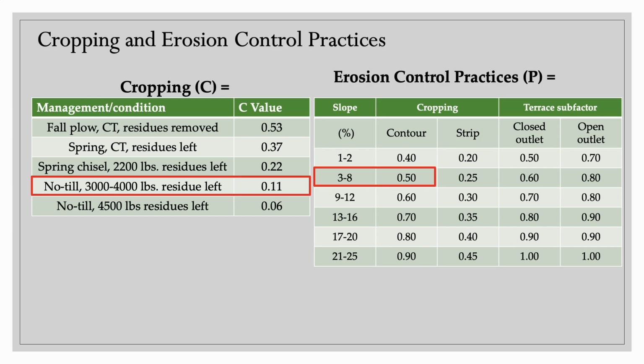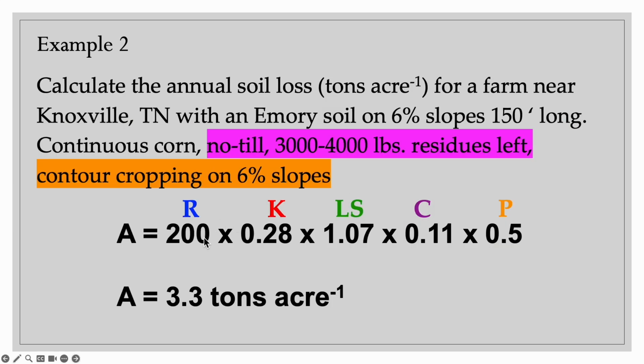So now let's go back and plug that in. We cannot change R, K, and LS. When we add in our management practices and our erosion control practices, you can see that we decrease that A value from 22 tons per acre down to almost 3.5 tons, which is inside of our T value.